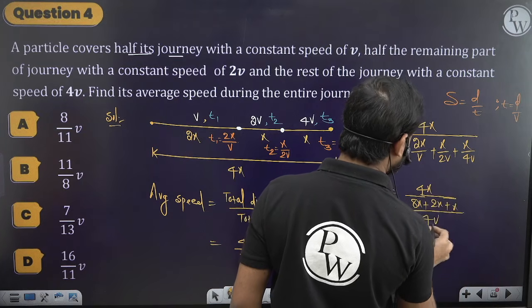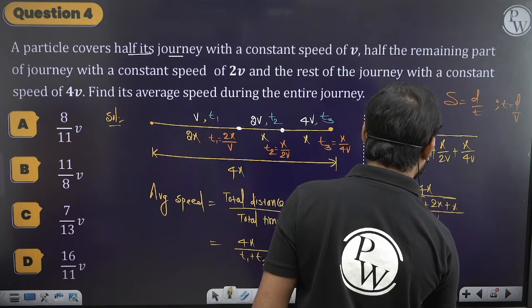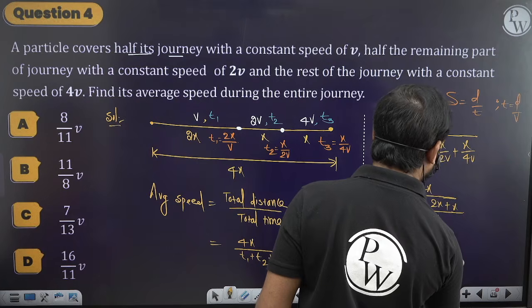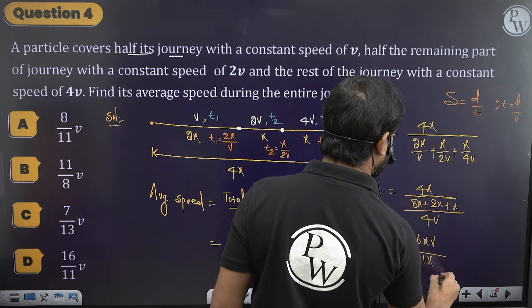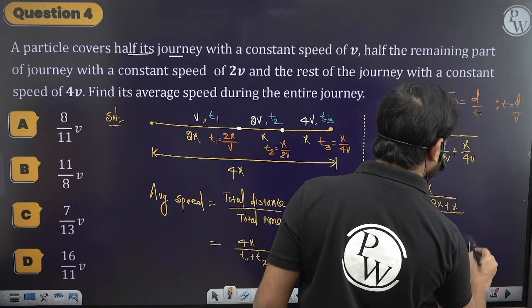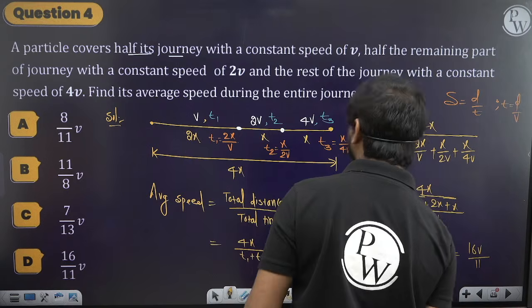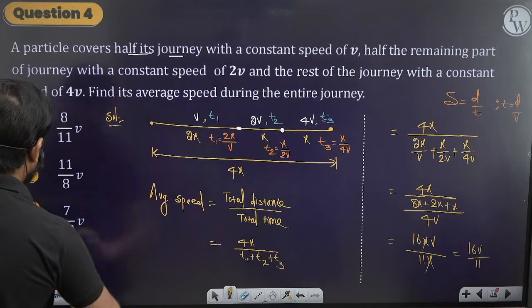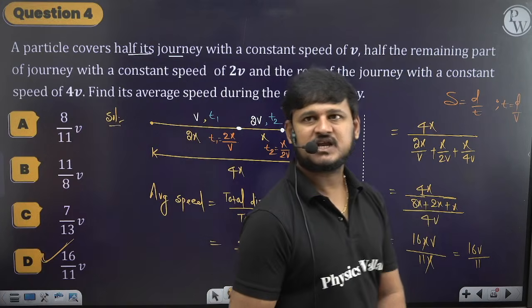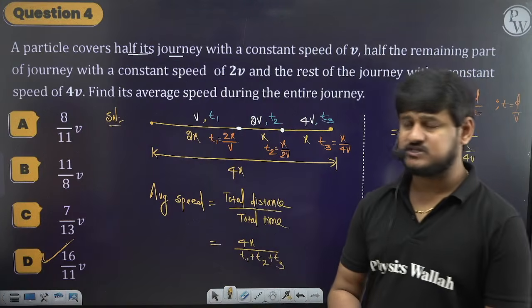So from here, this 4v goes up, so I can write 16xv by 10 plus 1, so 11x, x cancel. So the total speed will be 16v by 11. So 16 by 11 v, option D. Clear? Understanding the concepts?